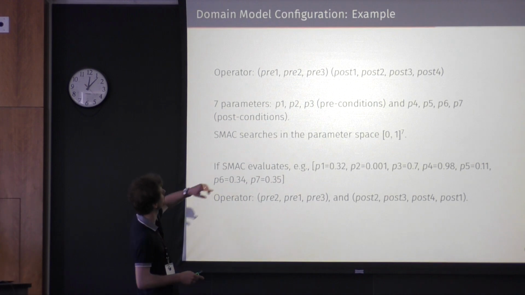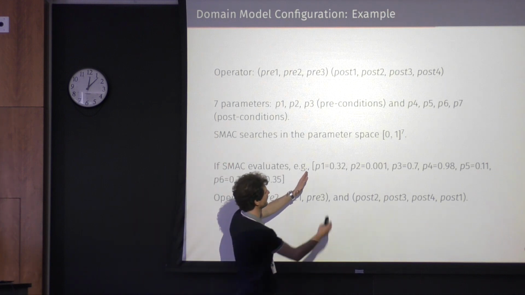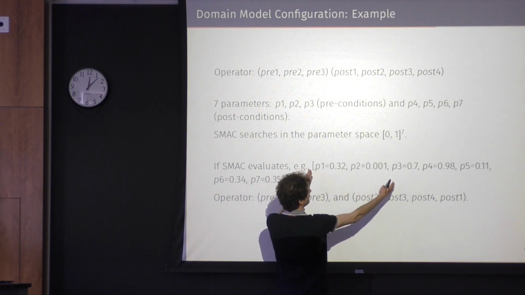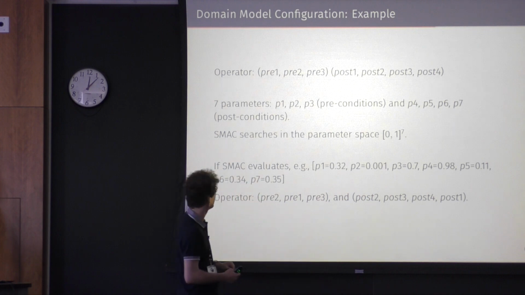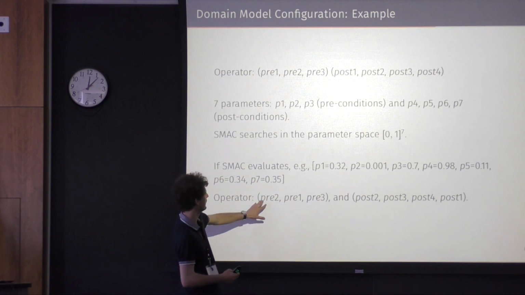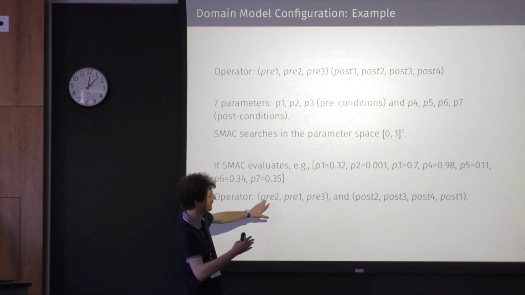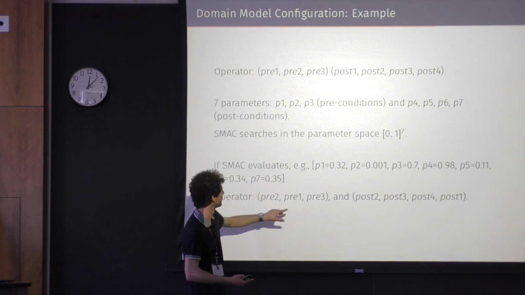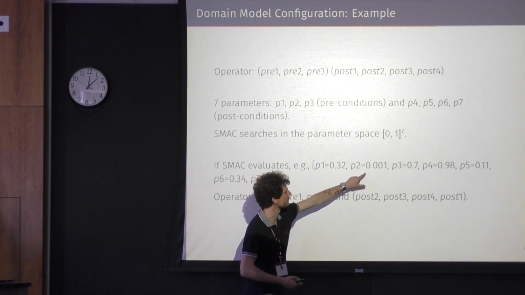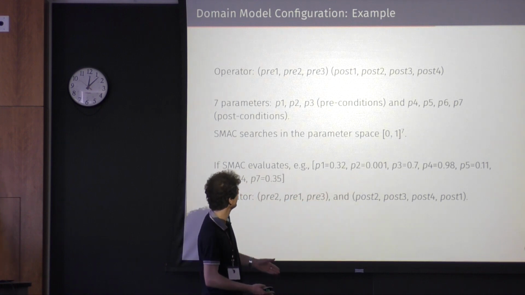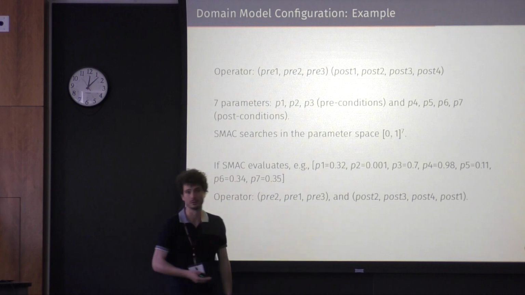So let's say that, going back to our example in which you have 3 preconditions and 4 effects, P1, P2, and P3 correspond to the preconditions, so you can assign one value each in the 0 to 1 range. For instance, you have these values which will result in a domain model in which the preconditions are listed in this order: precondition 2, which corresponds to parameter 2, is listed first because of a very small value, then precondition 1, and then precondition 3.